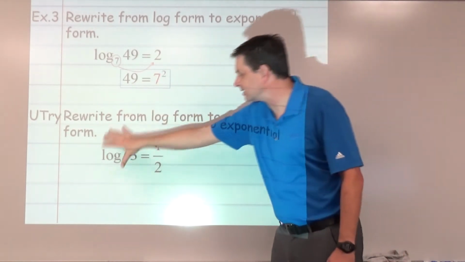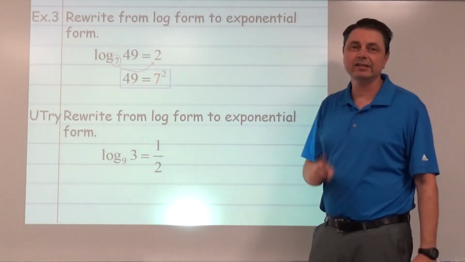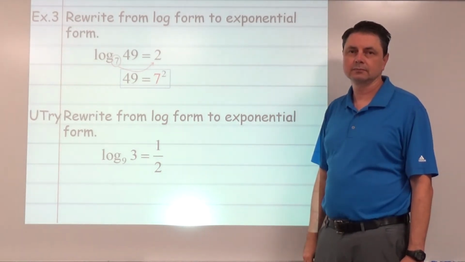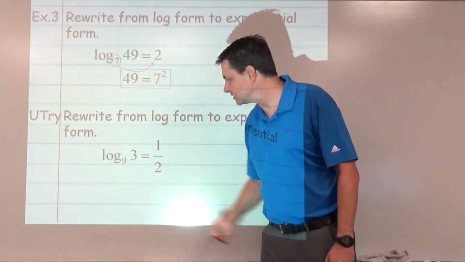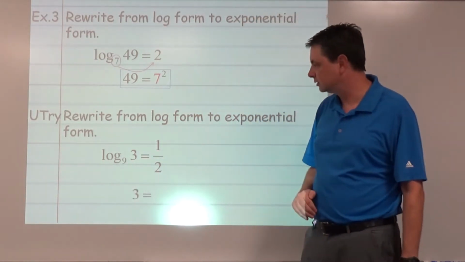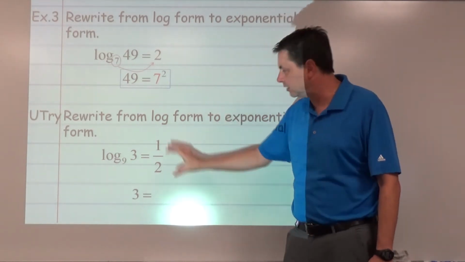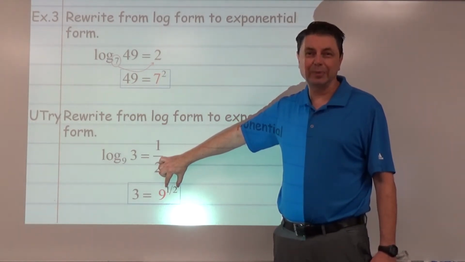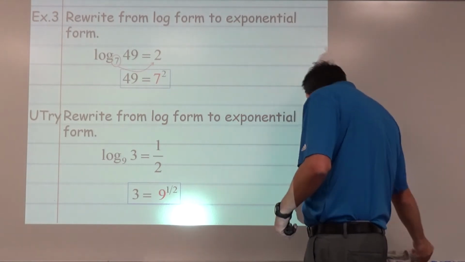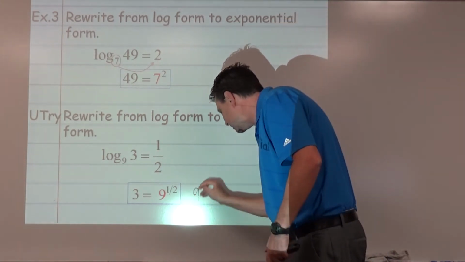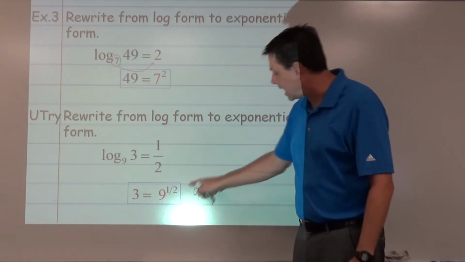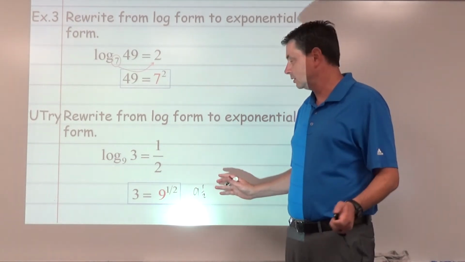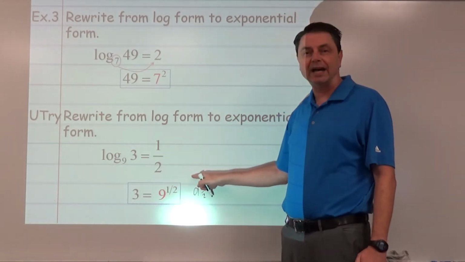Go ahead and pause the video here while you rewrite this log equation into exponential form. All right, we're going to move the base. The base is 9, so 3 equals 9 to the power of 1/2. Make sure that your 1/2 appears to be an exponent. It needs to be high. So do not write it like this, because I keep seeing this, 9 1/2. That does not look like an exponent. I read this as 9 and 1/2. And we don't ever do mixed numbers, hardly ever. I need to see it as 9 to the power of 1/2.